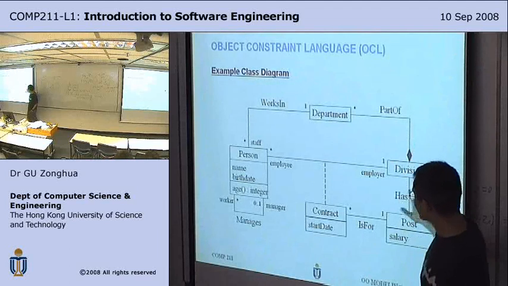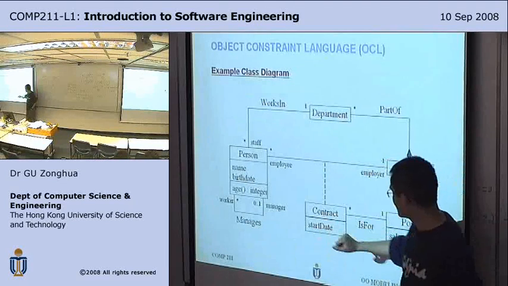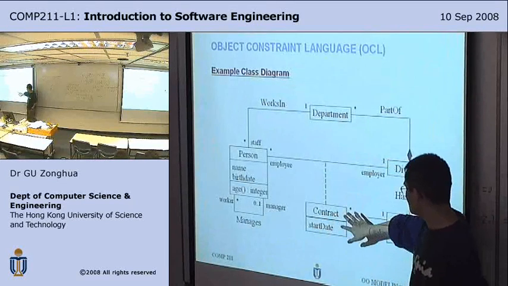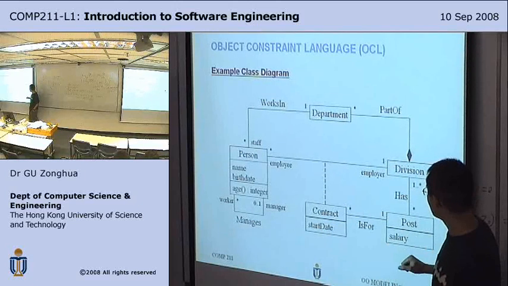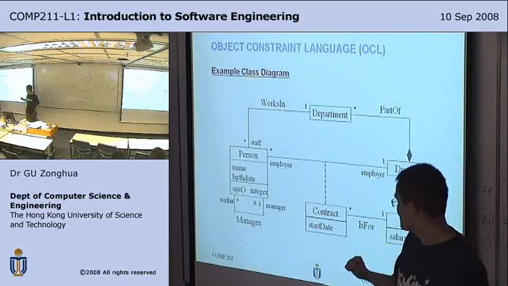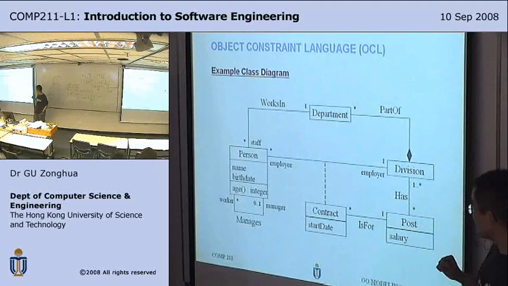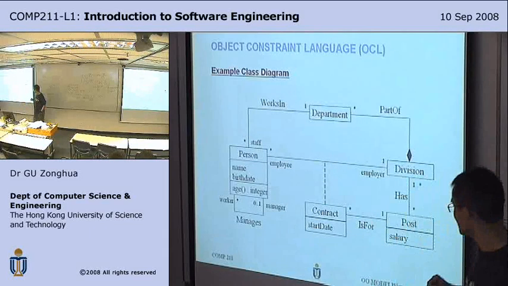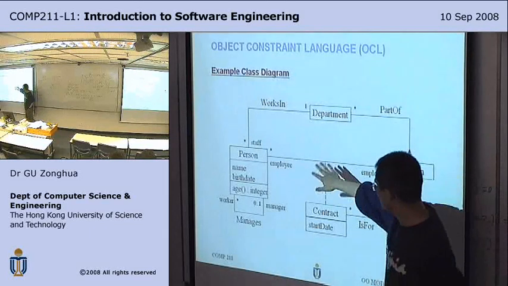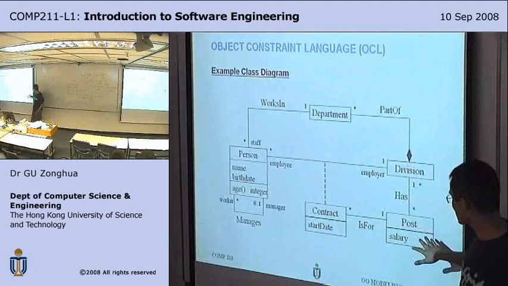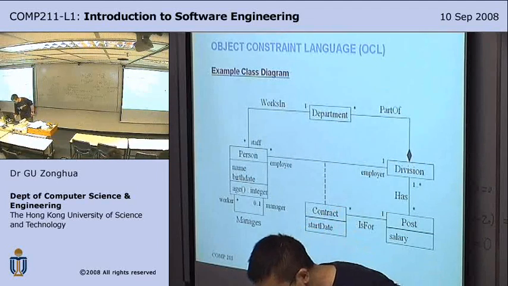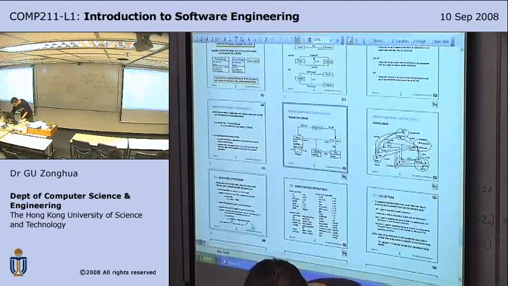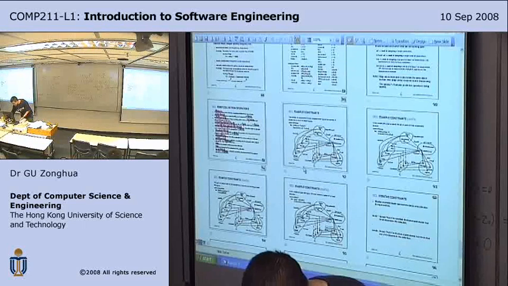Or you can navigate from person to contract via this association class relationship and then to post. So, for example, if you want to find out how much a person makes as salary, you can navigate from person to contract and then to post and then look up the salary. So that's the class diagram.